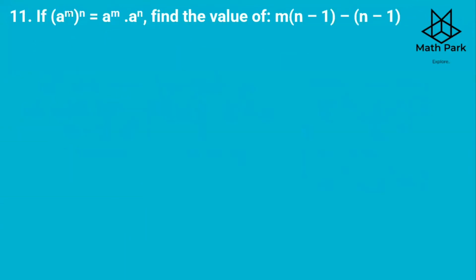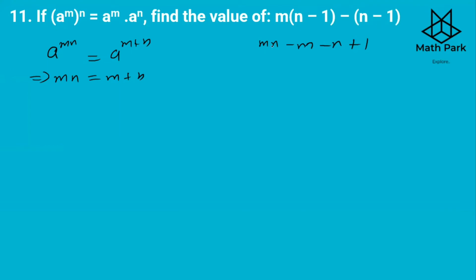Okay, simplify this. A raised to m raised to n is a raised to mn, and a raised to m into a raised to n is a raised to m plus n. So what you got? You got mn is equal to m plus n because the bases are same. Now we have to find the value of this mn. So let us simplify this. M into n is mn. M into minus 1 is minus m. Minus n, and minus of minus is plus 1.